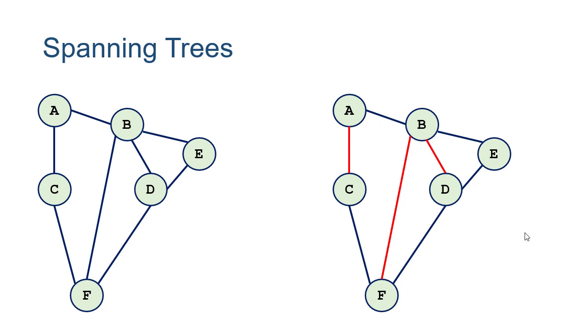Now, we could also remove these three edges, giving us this spanning tree, or we could remove these three edges, giving us this spanning tree. What's the best way? It just depends. Now, there is something called a minimum spanning tree where we try to reduce the total cost of the edges or the weights of the edges, and there's an algorithm that'll do that as well.